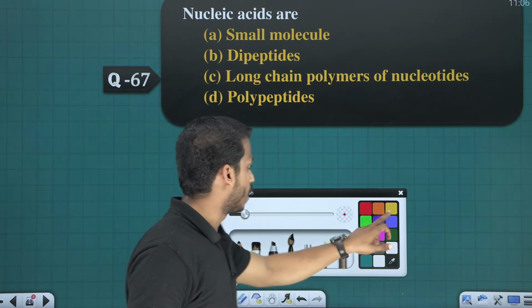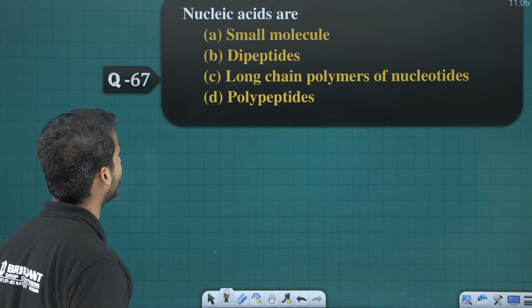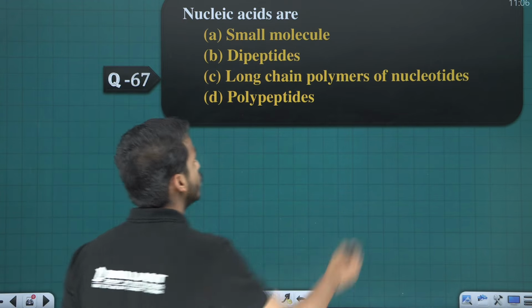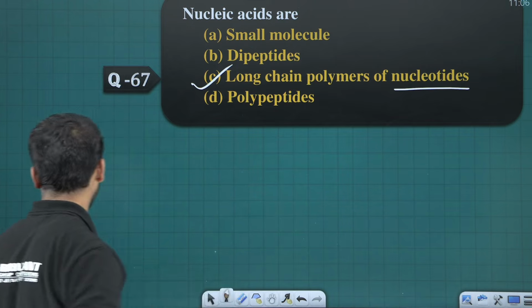Nucleic acids, what are nucleic acids? DNA and RNA. Nucleic acids are long chain polymers of nucleotides. Nucleic acids are made up of what? Nucleotide.